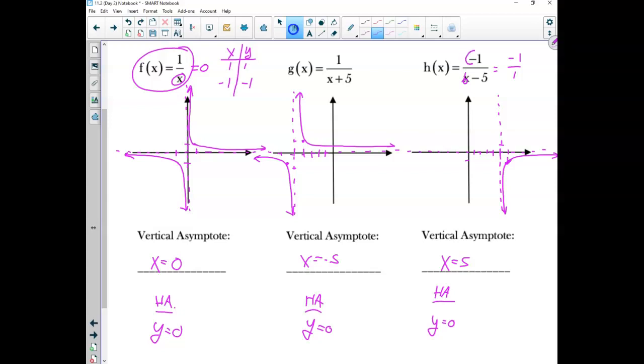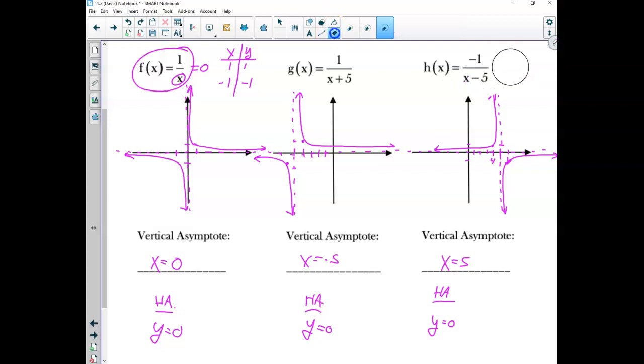Because remember, that negative is going to reflect over the x-axis. Also, if I put a 4 in there, I'm going to get -1 over -1. That's going to give me 1. So if I put a 4 in there, I'm going to get a +1, which means my branch is on this side. And there I go. I got them graphed.